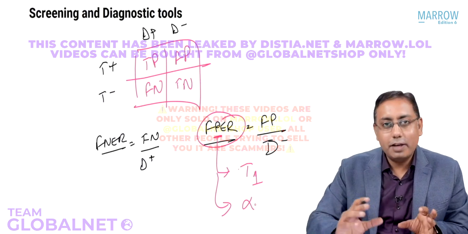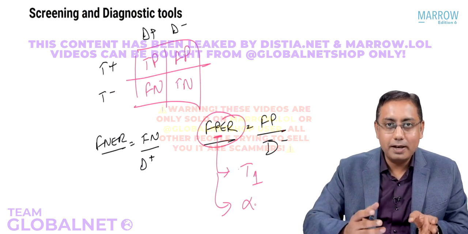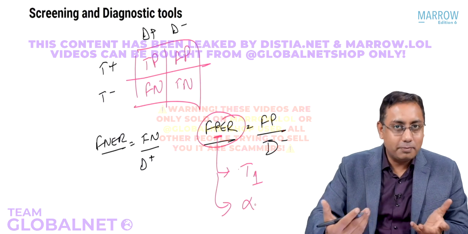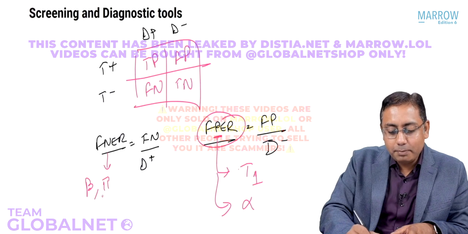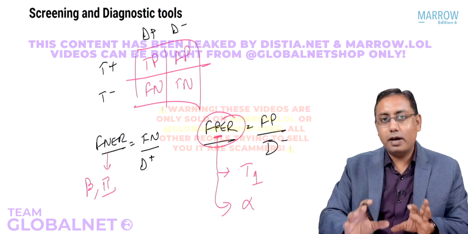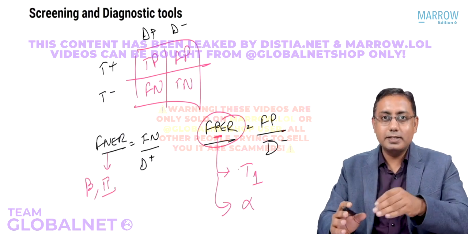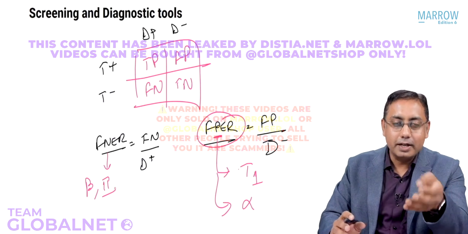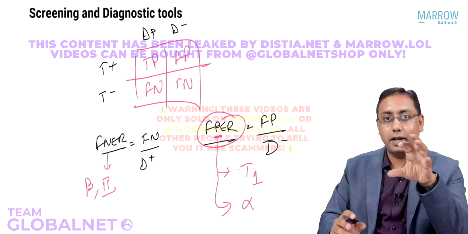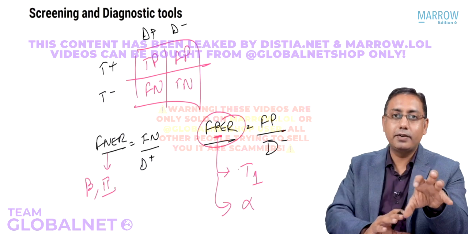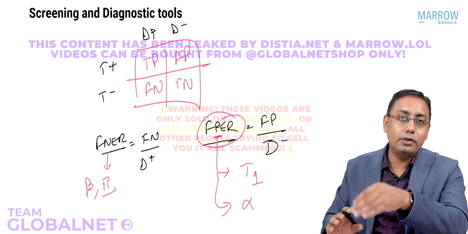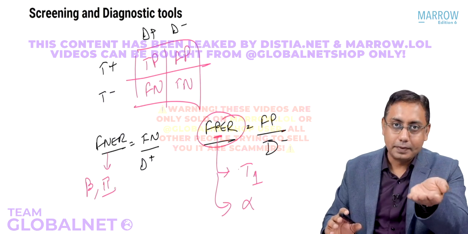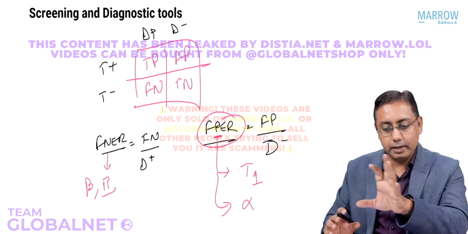In Hindi, we say FPER. P stands for Pehla, so Pehla error or type 1 error. FNER obviously would mean a beta error or a type 2 error. Mind you, I'm not saying that type 2 error is nothing but a false negative error rate. The concept of type 2 errors and the concept of false negative error rate is the same. The concept of alpha or type 1 errors and the concept of false positive errors is the same.